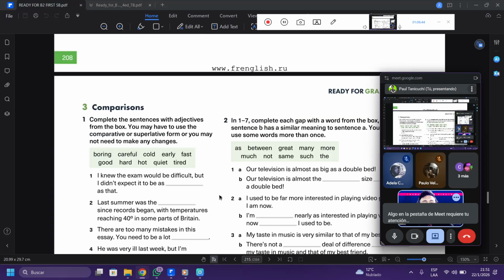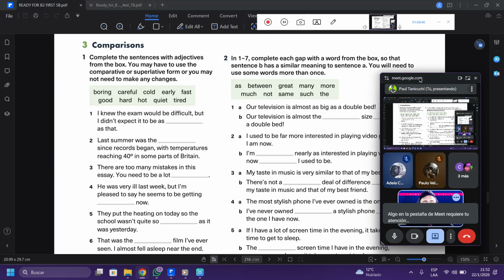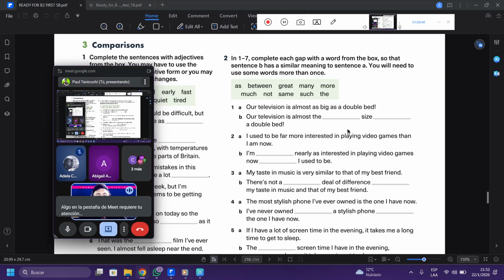Nice. Now let's go over the next one. In this part we have to complete every single gap with a word from the box. So they have the sentence B has a similar meaning to sentence A. In this case, we may need to use some words more than once.